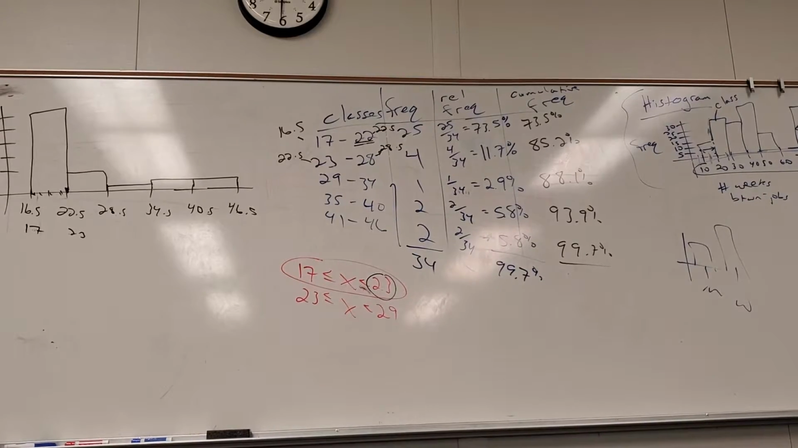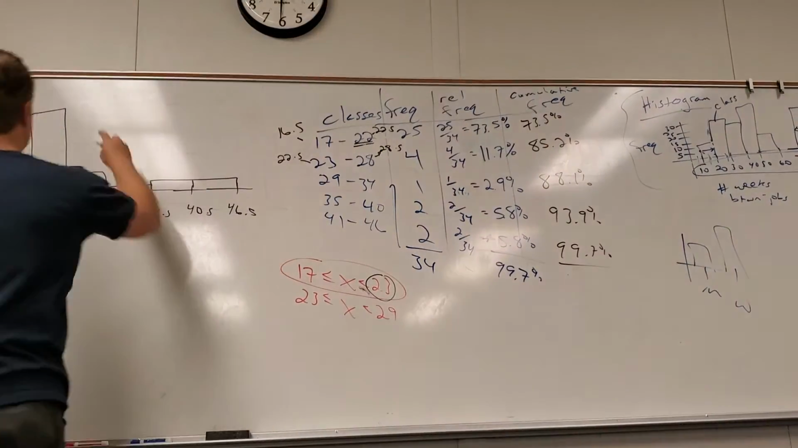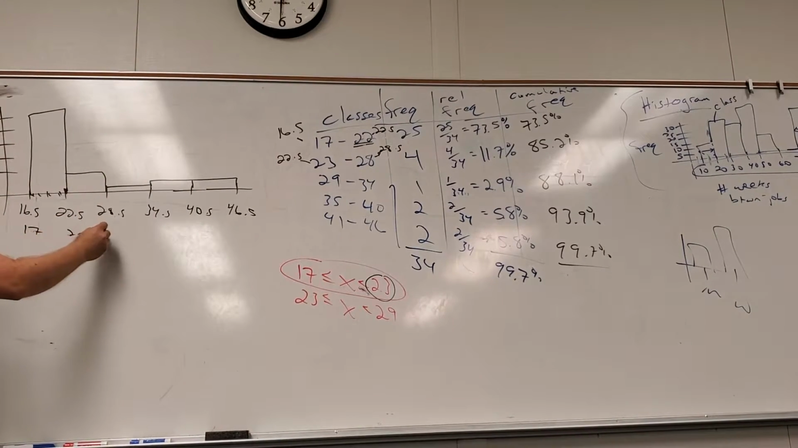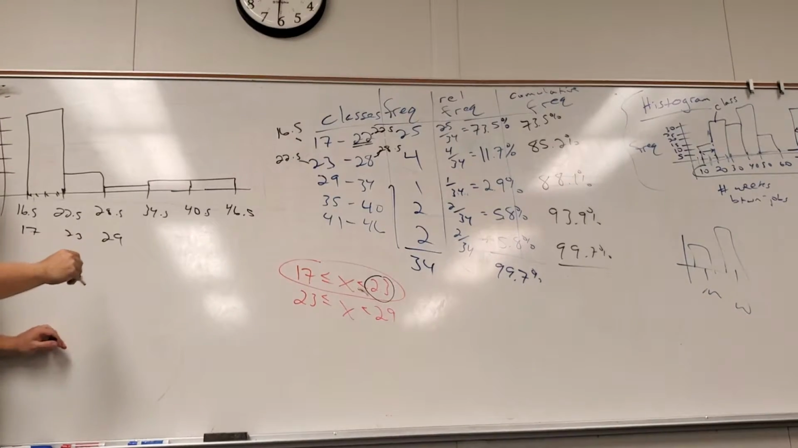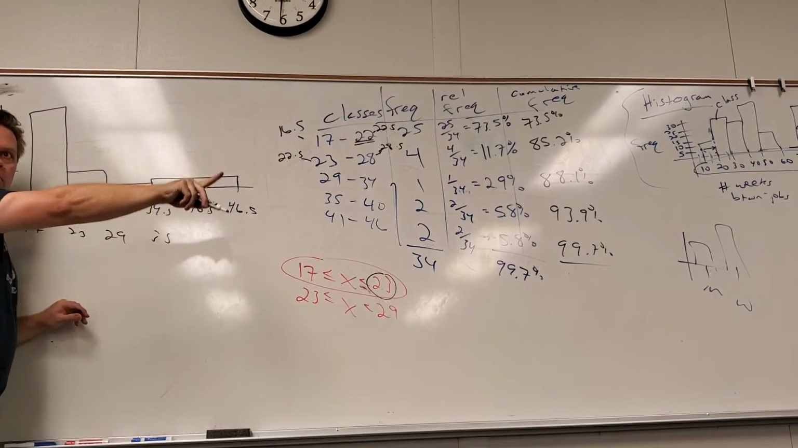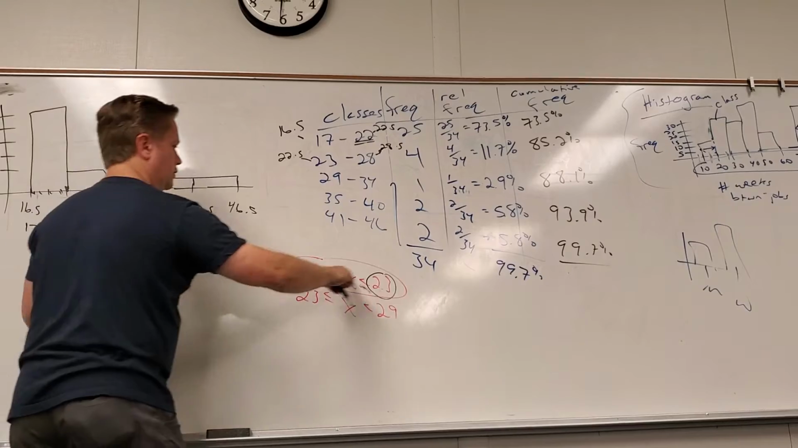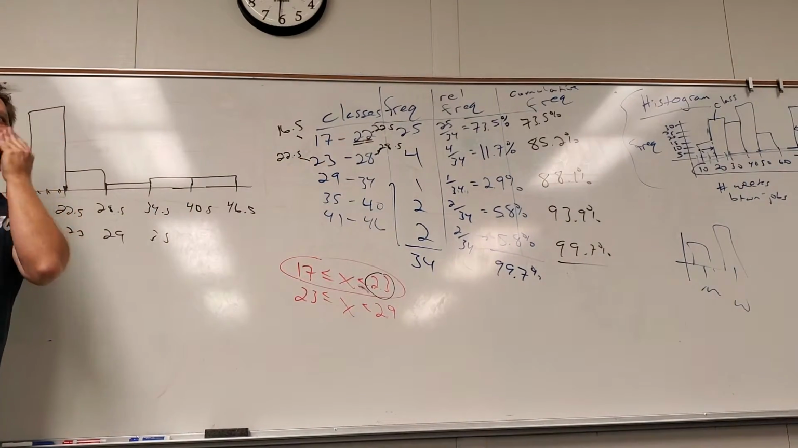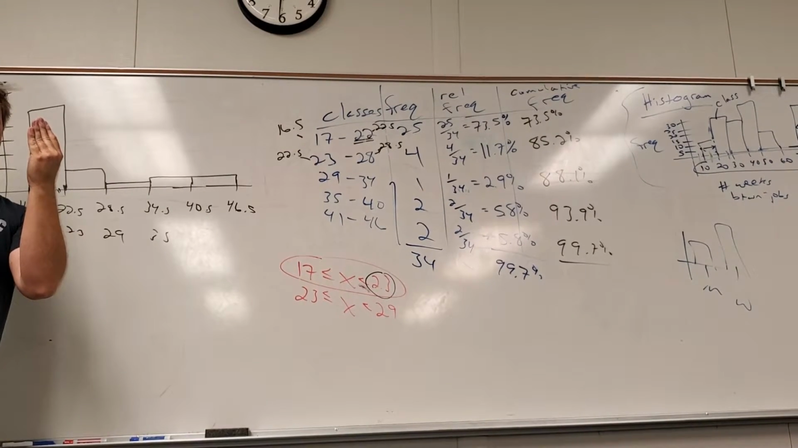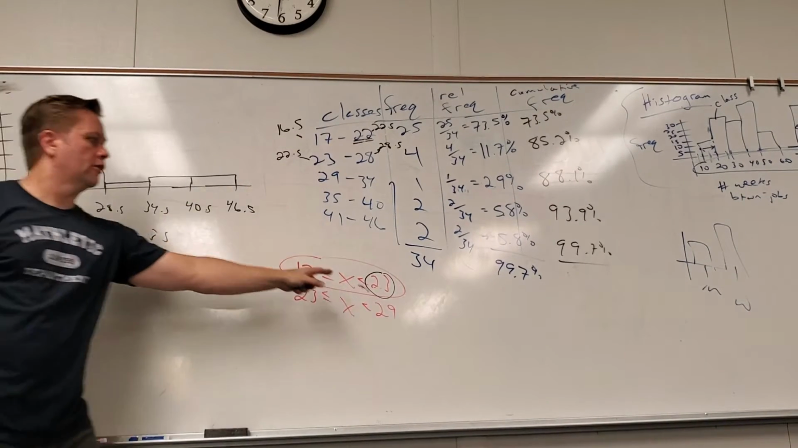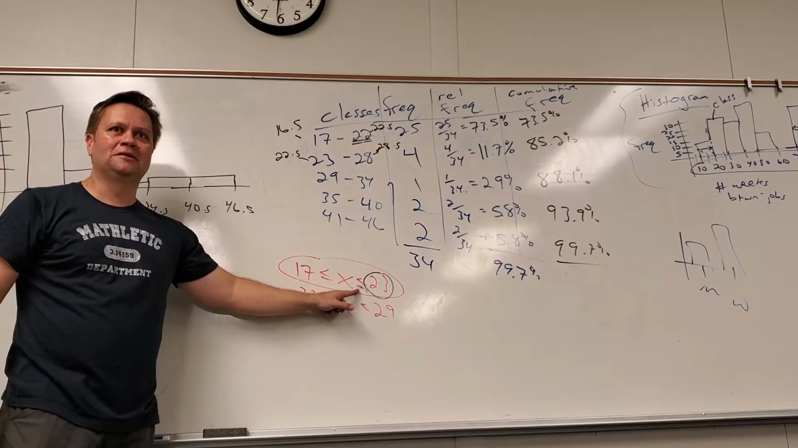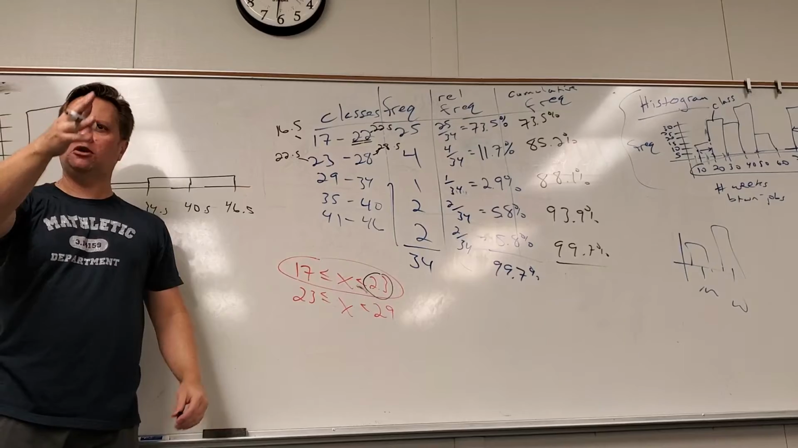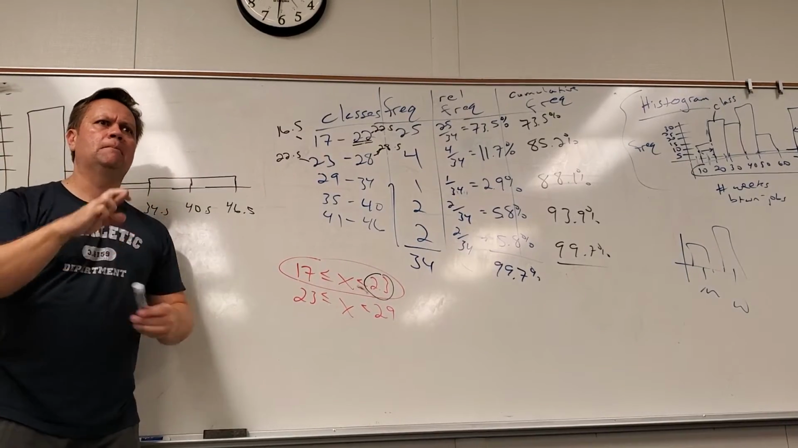Oh, the only difference, again, so this wouldn't change. These would change: 17, 23, 29, 35. Because now it goes 17 to 23 instead of 17 to 22, and I don't need a different limit and boundary for that. That's the power of inequalities, right? They say less than 23, so that could mean 22.9999999. There's no ambiguity.